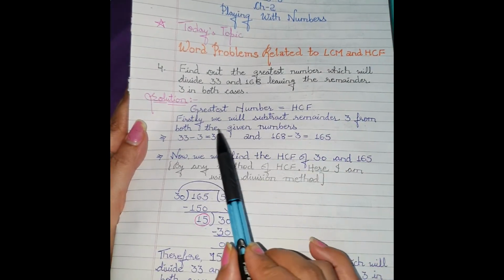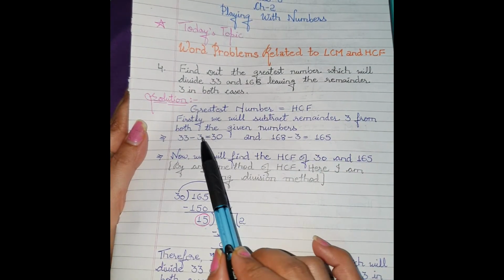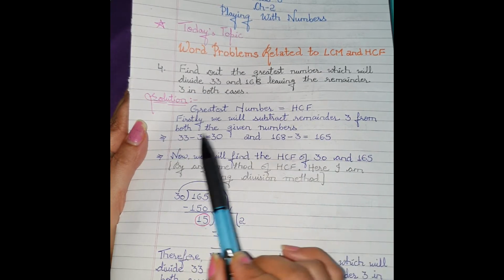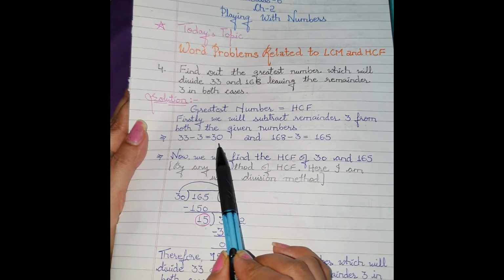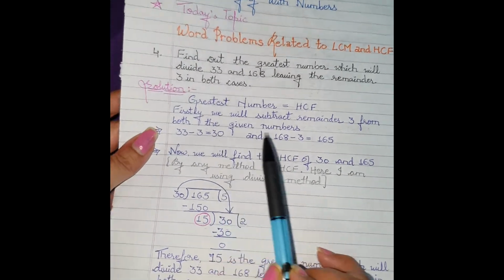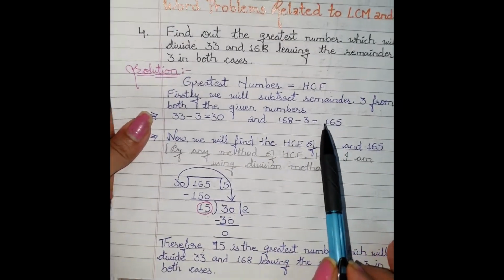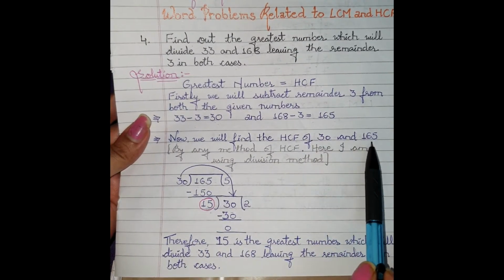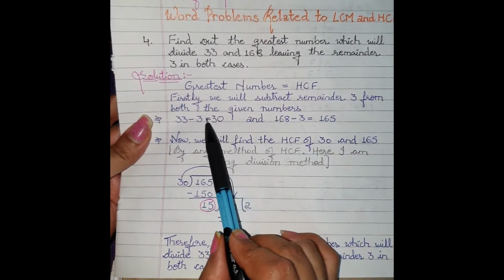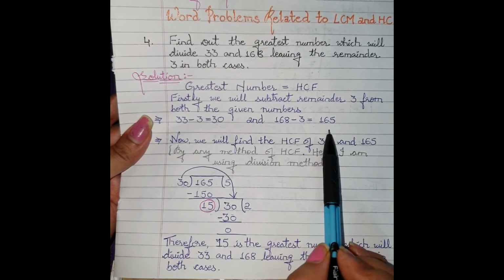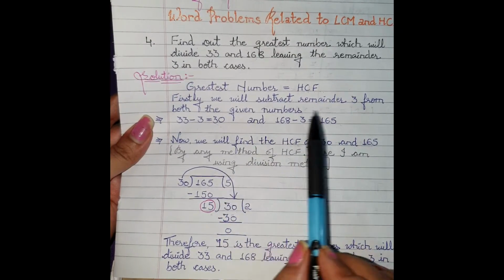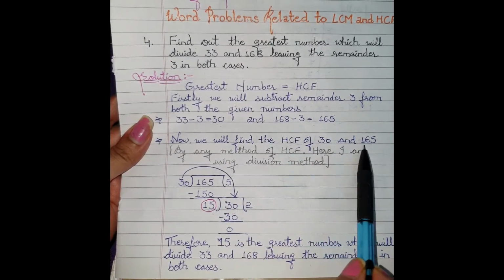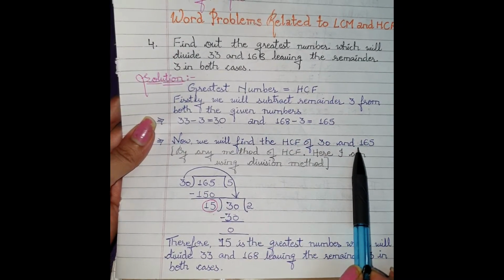See, first of all, I have subtracted 3 from both the numbers. Firstly, we subtract remainder 3 from both the given numbers. So, 33 minus 3 is equal to 30, and 168 minus 3 is equal to 165. Now we will find the HCF of 30 and 165. Whatever result we got after subtraction, we will find the HCF of that result. So, our result is 30 and 165, and we will find the HCF of these two numbers.